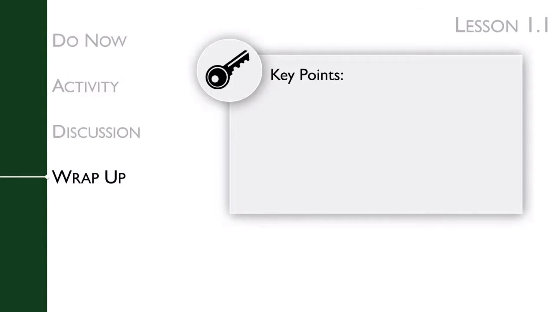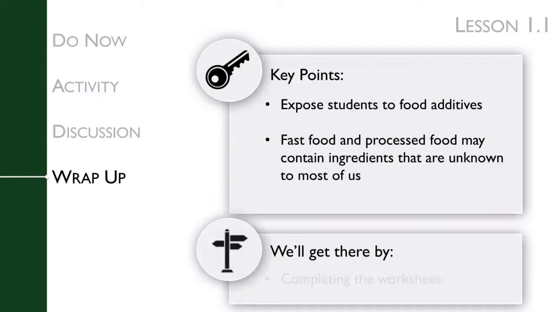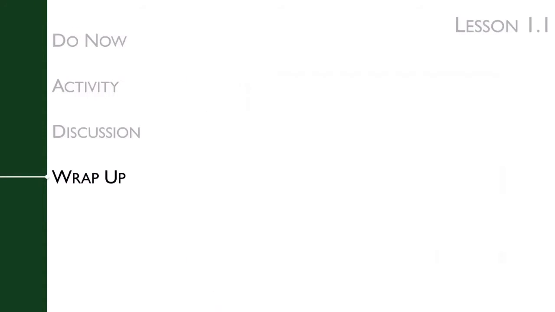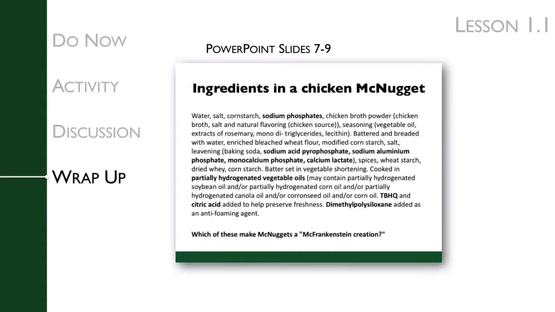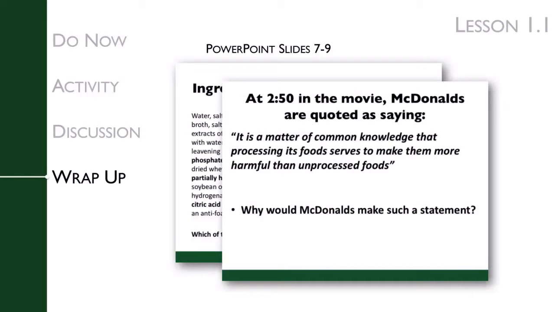The key points of this lesson's wrap-up are to expose students to food additives, which is the focus of Lesson 1.2, and that fast food and processed food may contain ingredients that are unknown to most of us. We get there by completing a worksheet. Students look at an ingredients list from Chicken McNuggets and evaluate a statement from McDonald's about their food that appeared in the film. It's not important that students know the food additives in the ingredients label. The idea is to show them how much of other stuff is in the food.